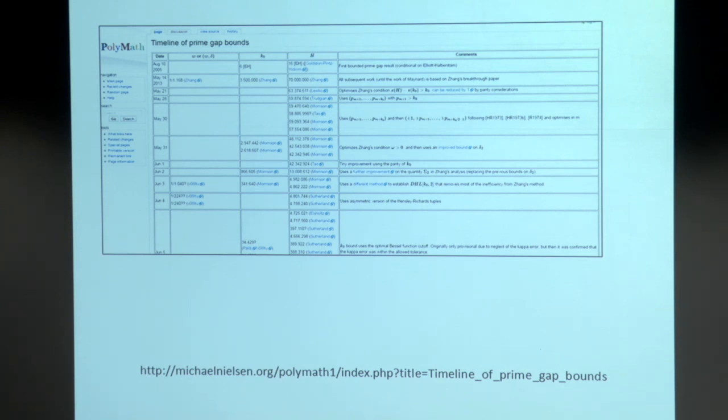The crucial column, this is comments. The crucial column is the next one across, which is called H at the top. That's the crucial number that we're interested in. So the second row here is Zhang with H 70 million. There are infinitely many pairs of primes that differ by at most 70 million.